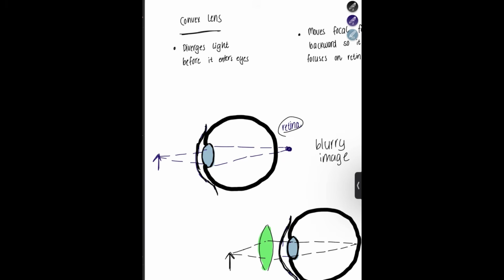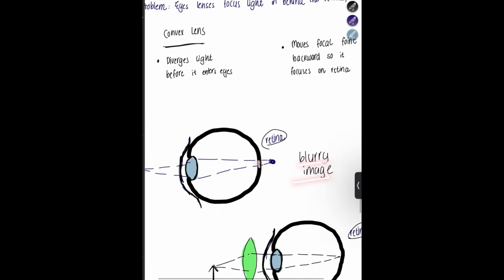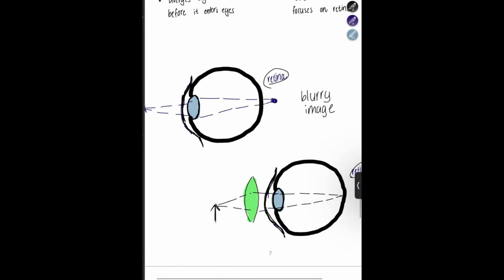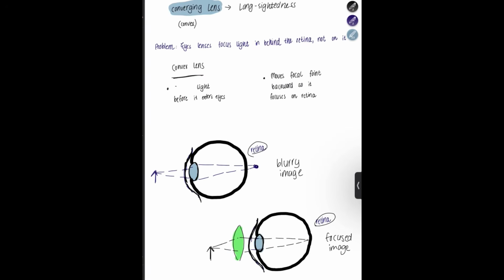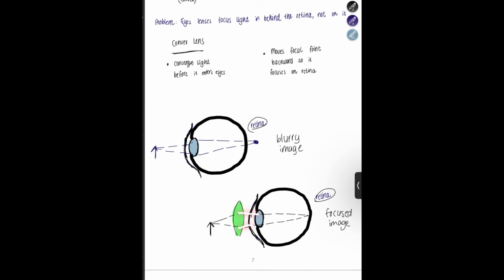So when the light is not focused on the retina, we get a blurry image. It must be on the retina. That means the light rays must intersect on the retina. As you can see here, this green is the converging lens. It's going to converge the light before it enters your eye. So it has moved the focal point backward, and now the light rays are focused on the retina and you're getting a very clear and focused image.